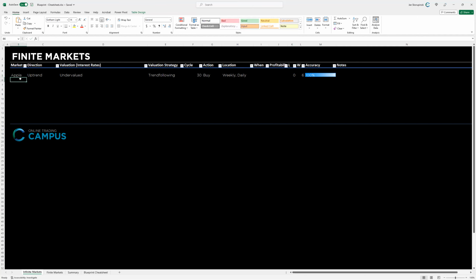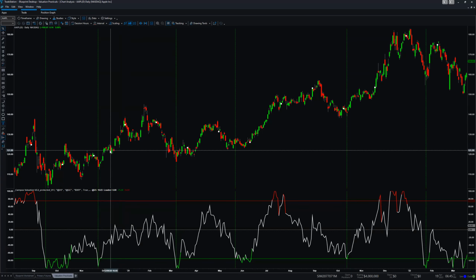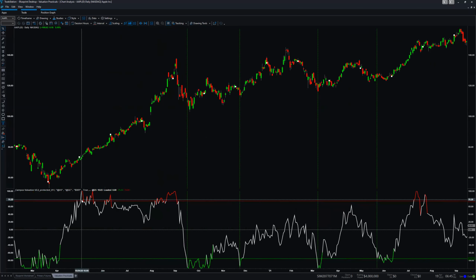Now, if I'm going to look at overvalued within a trend following setup, and I'm looking at the 30-day cycle, and I may be buying in weekly and daily demand, maybe selling in weekly and daily supply, then we can also count how many times it worked and how many times it didn't work. Okay.